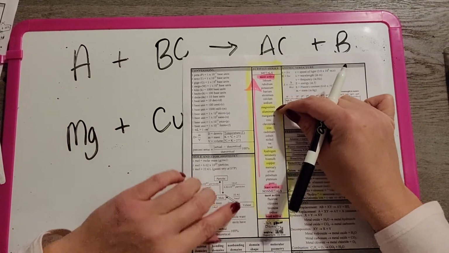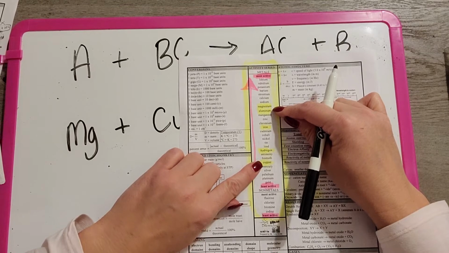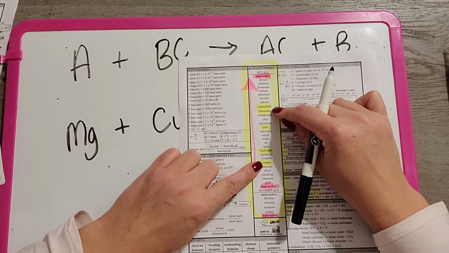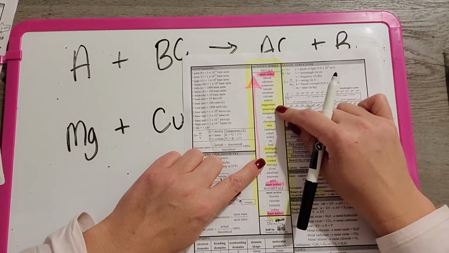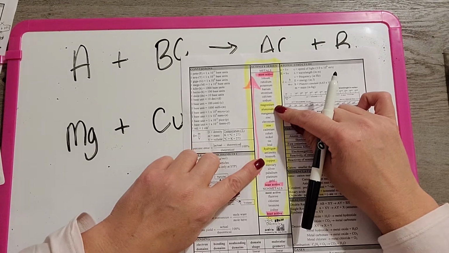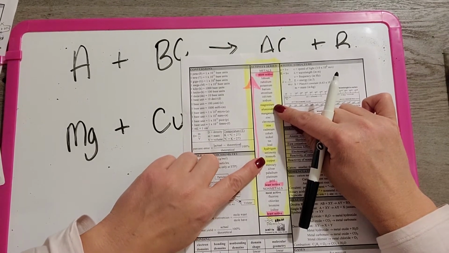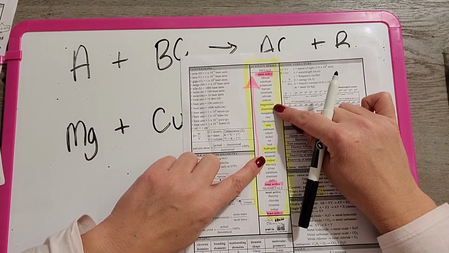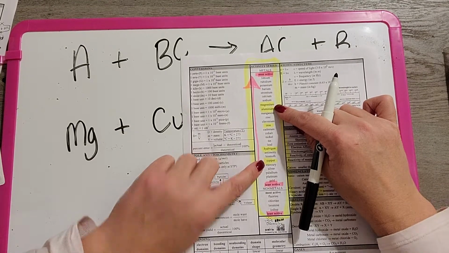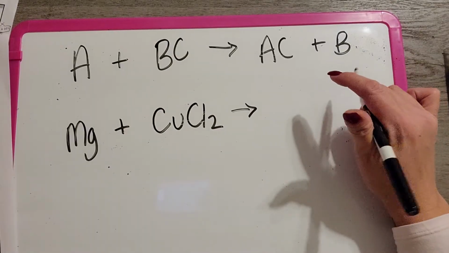Magnesium's here, copper's way down here. So copper is very unreactive. That's another reason why copper is used a lot. It's very valuable. You might have copper pipes in your house because copper doesn't react with much. So magnesium is going to replace copper in this reaction.